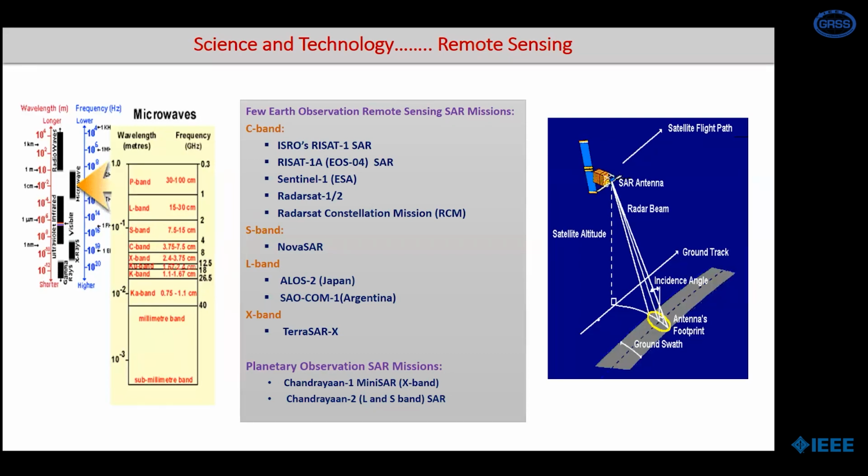Then the L band, that is like from the Japan ALOS and the SAOCOM, and the X band from the TerraSAR-X. So like this, these are the different SAR sensors available, which we can use for our study of the Earth dynamics. Other than the spaceborne, we have SAR missions in planetary missions also, like in Chandrayaan 1, that is the Mini-SAR operating at the X band, as well as our own Chandrayaan 2 with the L and S band indigenously developed ISRO SAR sensor, which was flown in the Chandrayaan 2, which is orbiting till now, and it is providing good pictures of the moon.